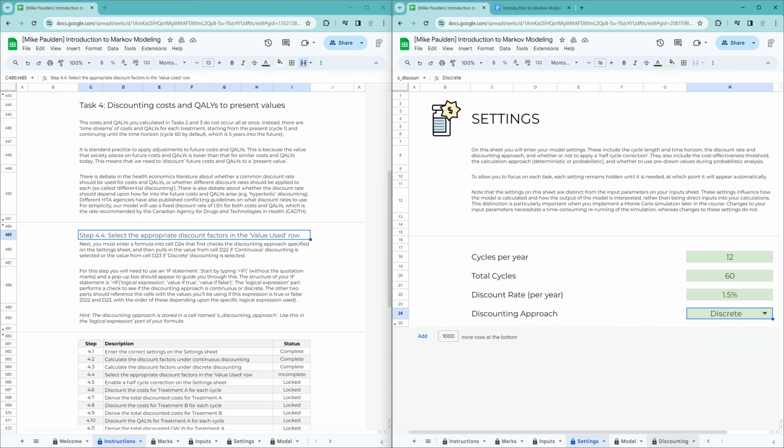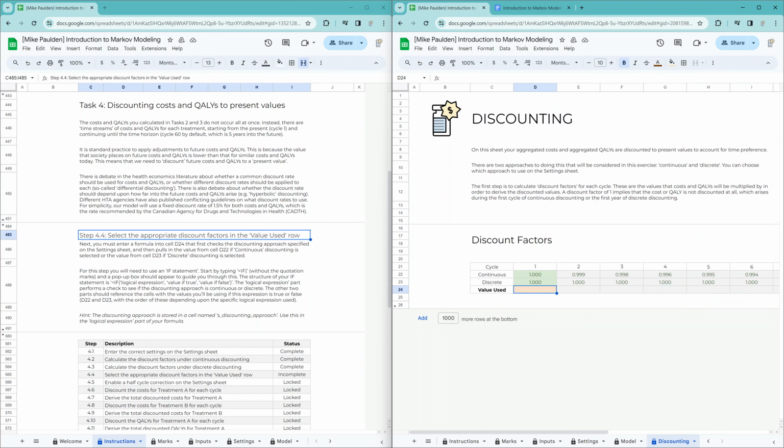And if it's discrete, we want the discount factors from the discrete row. So we start with equals, and we're going to do an if statement. So if, and then open the brackets. And for those of you who've not done an if statement before, there are 3 parts to the if statement. The first is some kind of logical expression.